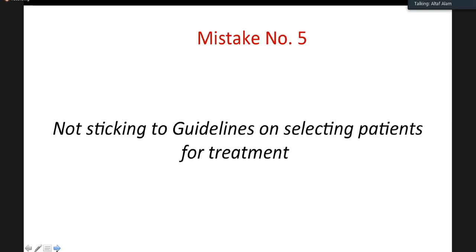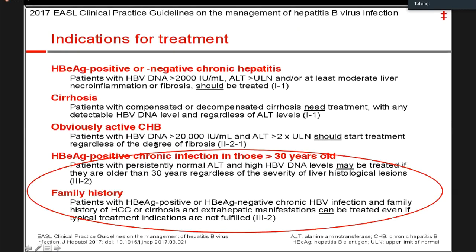So what do the guidelines tell us? Obviously, active chronic hepatitis B, whether E antigen negative or positive, viral load more than 20,000, ALT more than twice upper limit of normal, just start the treatment, regardless of the degree of fibrosis. Cirrhosis, E antigen positive or negative, whatever the ALT, if HBV DNA is positive, and I will repeat, if HBV DNA is positive, whatever the level, this patient should be treated.